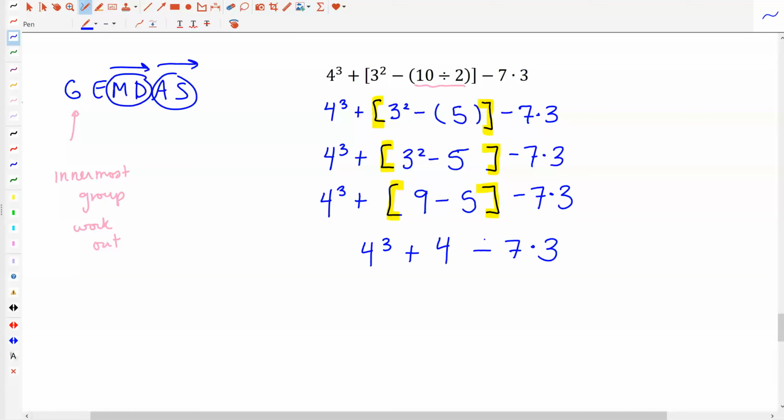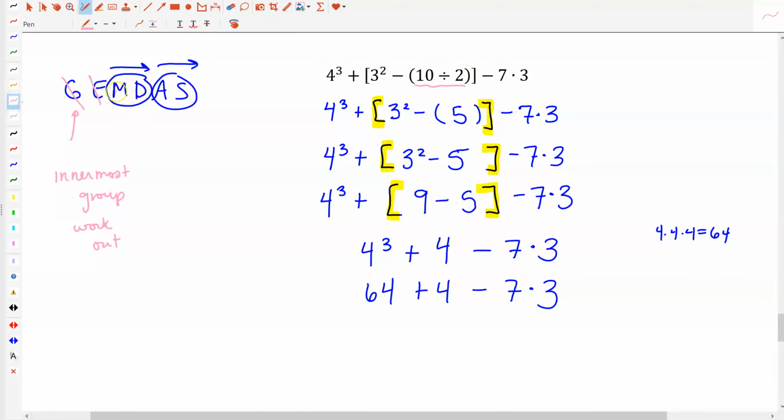All right, so no more grouping symbols. Yay. Now I'm going to evaluate any other exponents that are in the problem. So I've got that 4 raised to the 3rd power. So 4 times 4 times 4 is 64. And I'm going to carry down everything else that I haven't used yet. So the plus 4 minus 7 times 3. No more exponents. I'm done with that step.